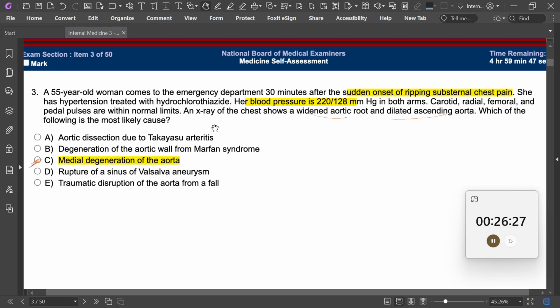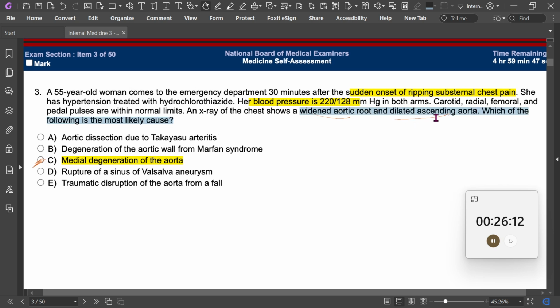An X-ray of the chest shows a widened aortic root and dilated ascending aorta. This looks like aortic dissection. In aortic dissection, the pathophysiology is medial degeneration of the aorta.